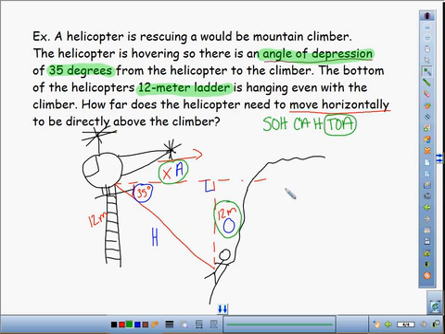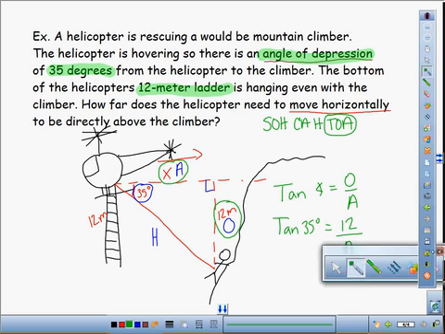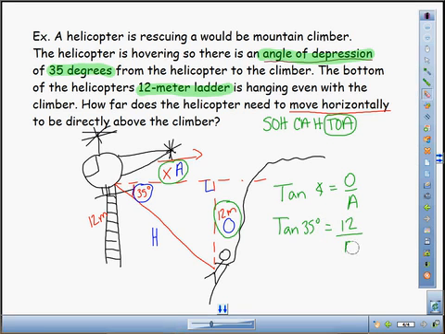That's tangent. So then, again, we're going to write it. The tangent of the angle is equal to the opposite over the adjacent. Plug in what you know, solve for what you don't know. I've got 35 degrees, so it's the tangent of 35 degrees is equal to the opposite, which is 12, over the adjacent, which is what we don't know. It's our x. Alright, so this we just need to solve.